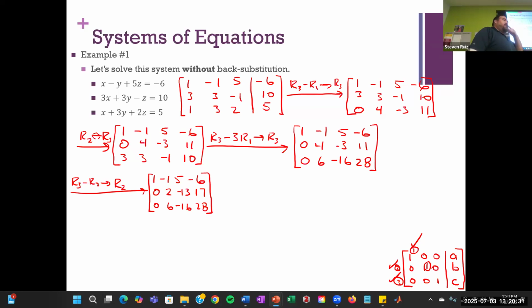Could do R2 plus 3R1. Row 2 plus 3R1? I could, but what's the issue if I involve row 1 now? This 0 goes away. So hopefully it's kind of good news that after we've set column 1, we basically want to leave row 1 alone. Otherwise, we're going to reintroduce non-zero quantities.